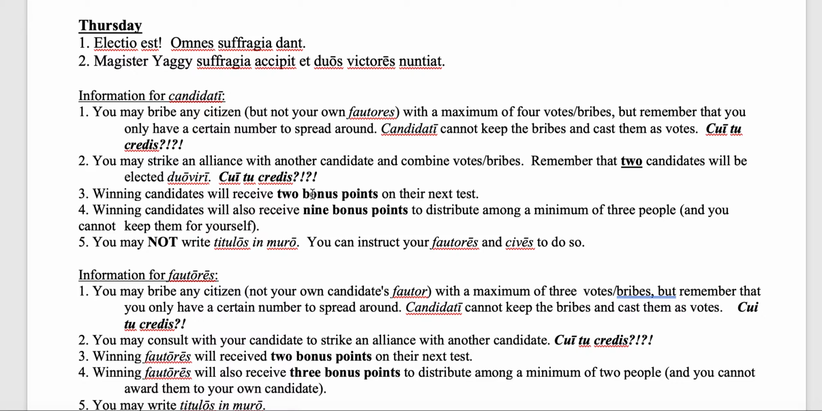So the winning candidate, or the 2 winning candidates, get 2 bonus points each on their next test. They also get 9 bonus points to distribute among a minimum of 3 people. And again, you cannot keep them for yourself. Candidates also are not allowed to write their own tituli. You have to instruct your own supporters or citizens to do it.